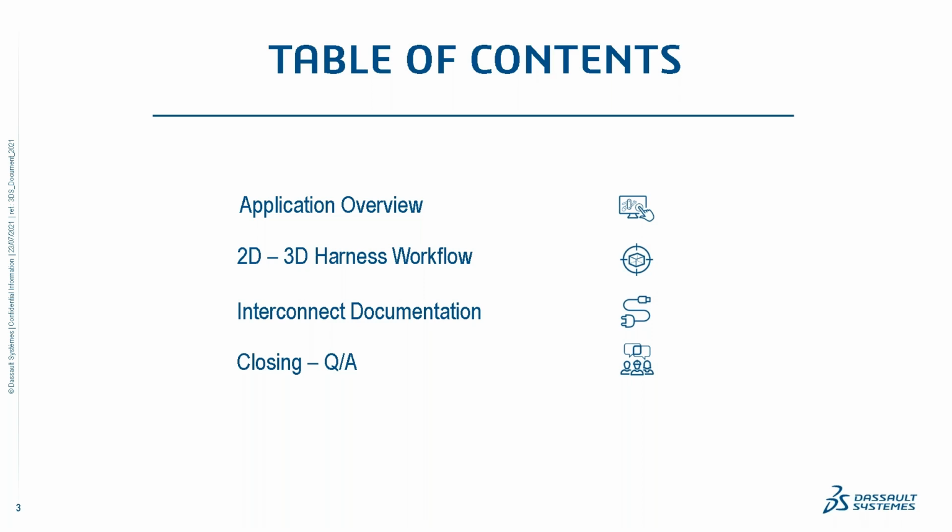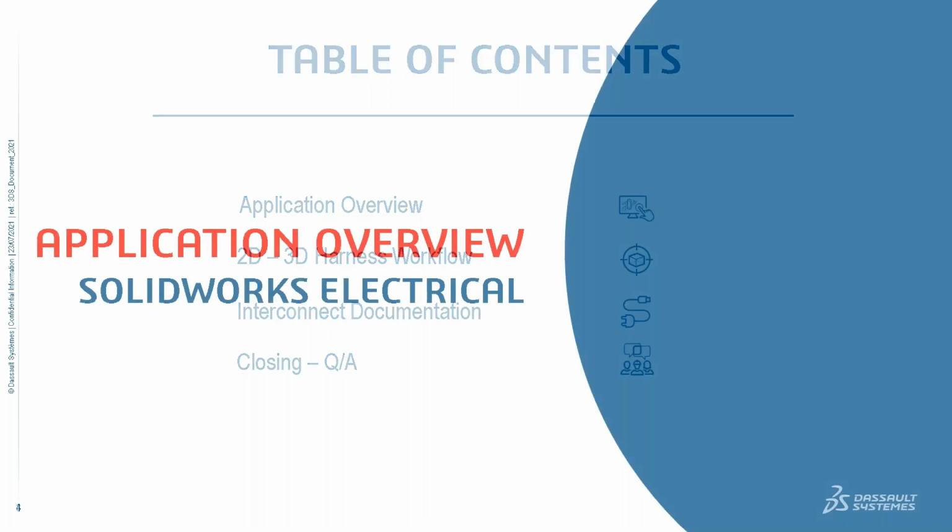All right, so I was already on the table of contents. You guys have probably had a moment to look over what we're going to be going through today. We're going to start with a quick overview, and then jump into the 2D to 3D harness workflow. Specifically, we're going to talk about creating interconnect documentation, with information driven from that intelligent schematic and pulled off of that intelligent 3D model, to create high quality interconnect documentation. As mentioned, we'll try to have an open Q&A section at the end. I have a lot of content to cover, so with that, let's dive in.